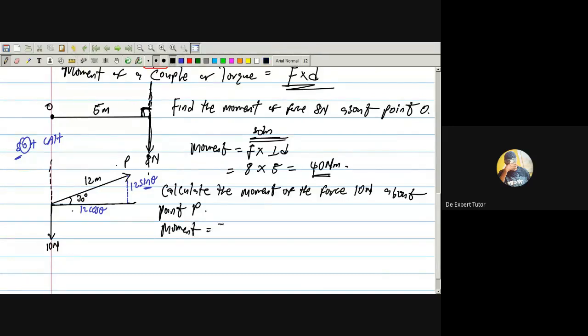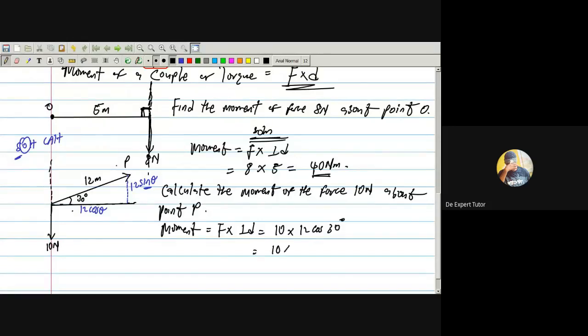So the moment that I'm looking for is equal to, remember, the force times the perpendicular distance. Now check, what is my force here? My force here is 10 Newton, times what is my distance? 12 cos theta, and my theta is 30 degrees. That's 12 cos 30 degrees. So let's go on with our calculation.